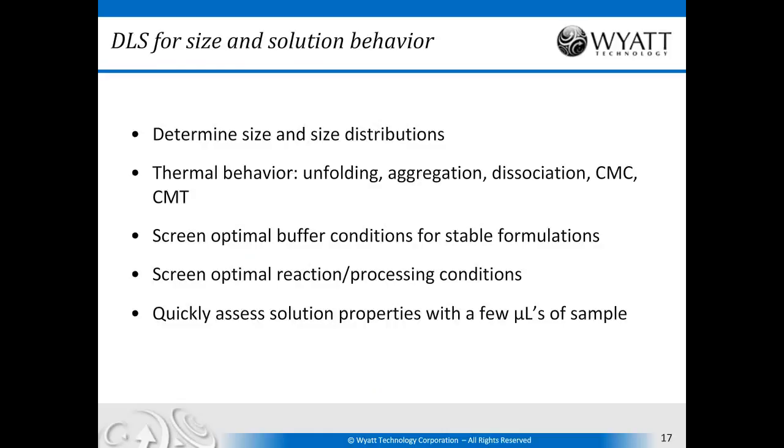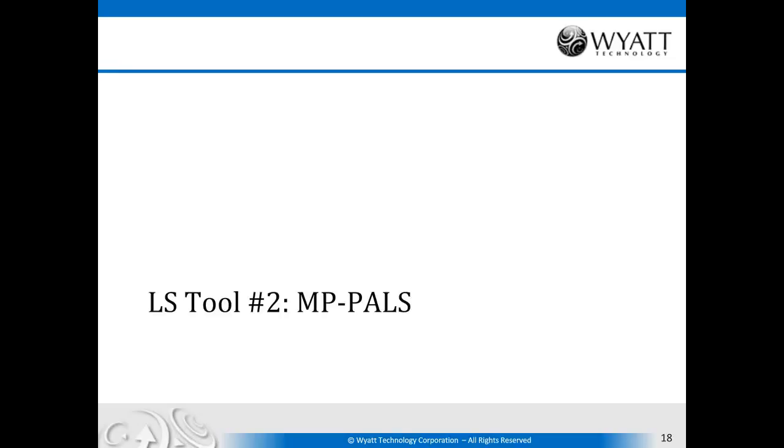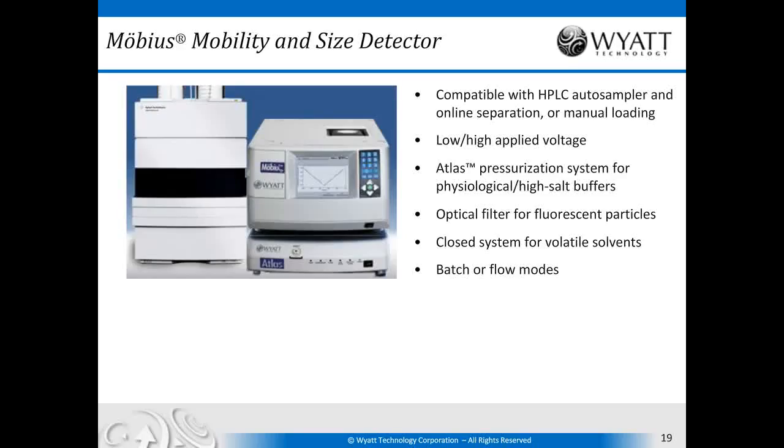So the dynamic light scattering tool for nanoparticle characterization allows you to determine size and size distributions. The thermal behavior allows you to do high throughput screens, in particular to establish optimal reaction and processing conditions, and you can quickly assess the solution properties with just a few microliters of sample. Next tool I'll describe is MP-PALS.